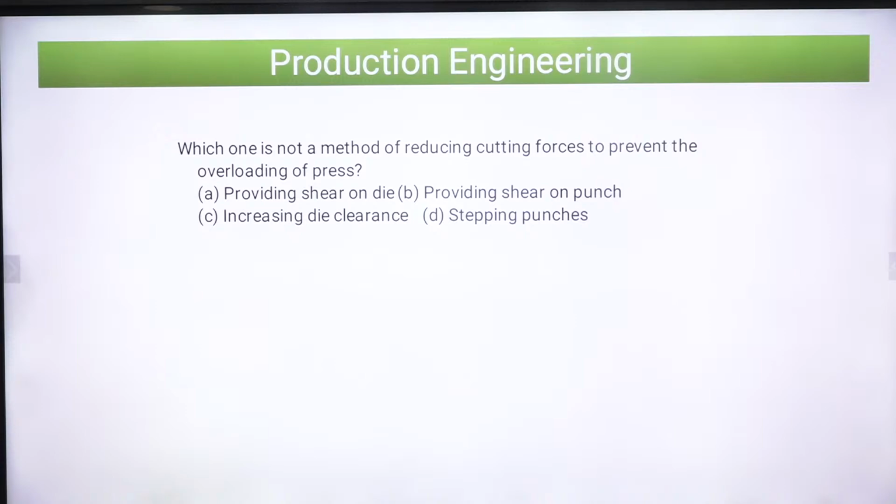Which one is not a method of reducing cutting forces to prevent overloading of press?